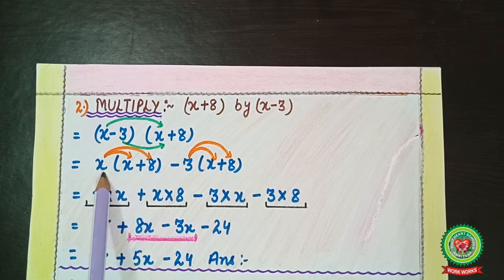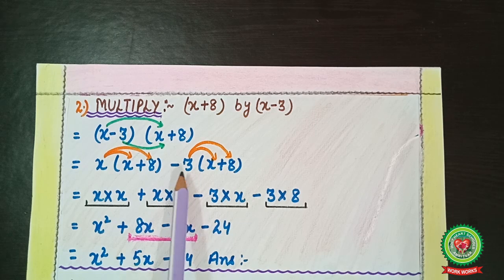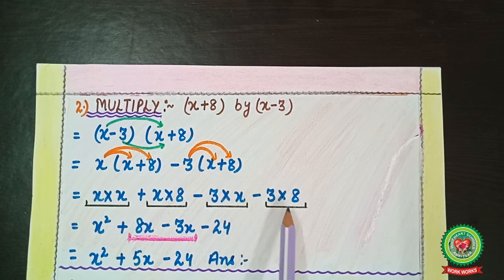So here x multiply x plus x multiply 8 minus 3 into x, outer sign minus, inner sign change. So here you will write minus 3 into 8, right? Again, you will underline them.